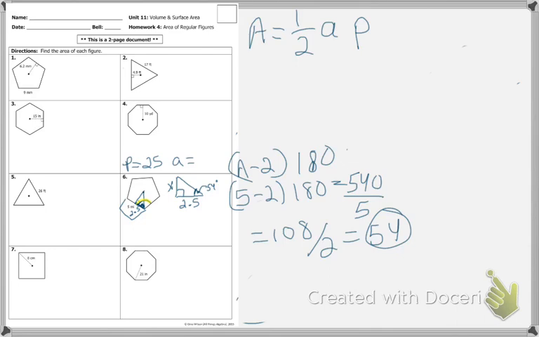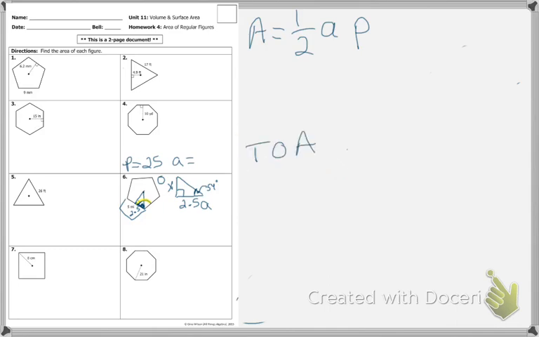SOHCAHTOA time. This is opposite. This is adjacent. So we're going to be using tangent again. Okay? So we're going to use tangent again. Tangent of 54 degrees is equal to opposite over adjacent.